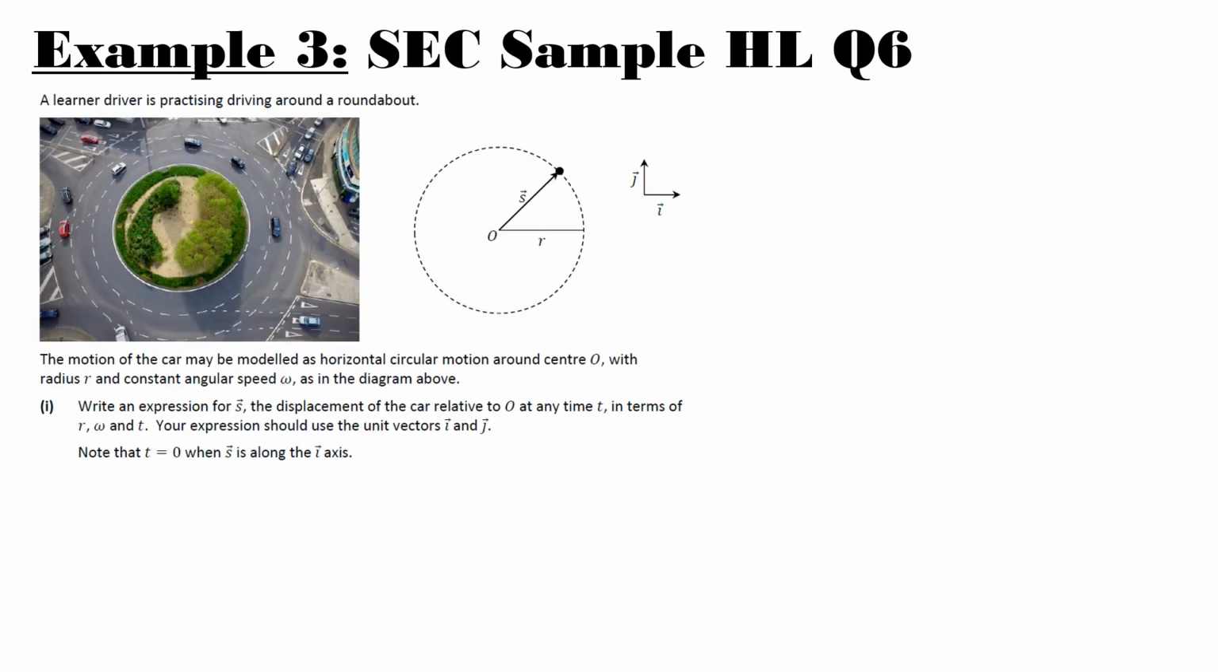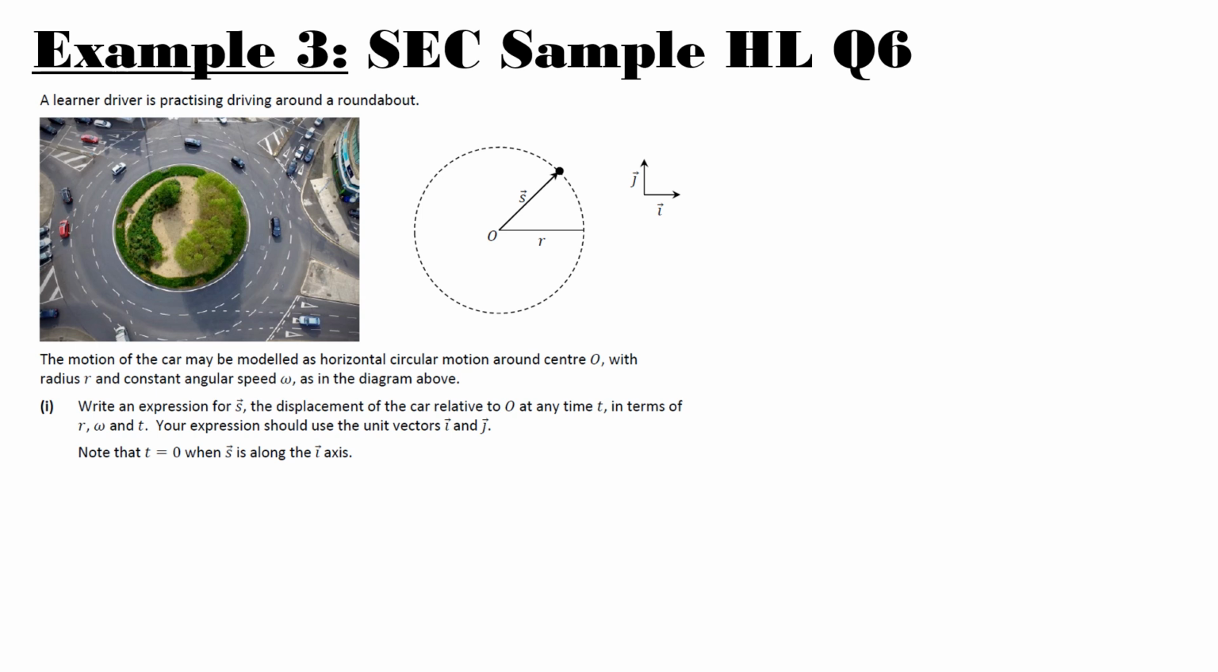This question is from the SEC sample higher level paper, and it is question 6. A learner driver is practicing driving around a roundabout. The motion of the car may be modelled as horizontal circular motion around centre O, with radius r and constant angular speed omega, as in the diagram above. Write an expression for S, the displacement of the car relative to O at any time t in terms of r and omega t, and your expression should use the unit vectors i and j. Note that t equals 0 when S is along the y-axis.